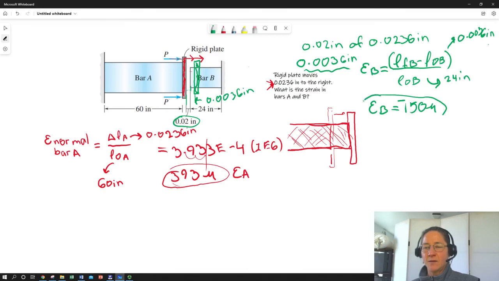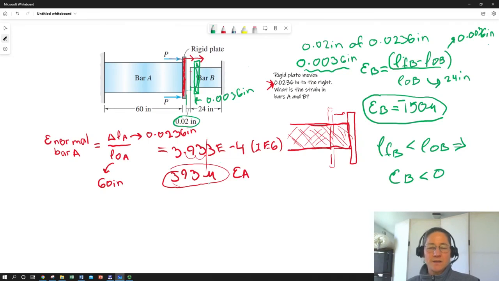And that needs to be a negative number because the final length is less. Just to remind ourselves, length final of B is less than length original of B. Therefore, epsilon B is less than 0. It's a negative number. So we have positive microstrain on A, or tensile strain, and we have compression, negative normal strain on B. So that is it for this example, and just a review of normal strains based on displacement of one portion of, in this case, two bodies.